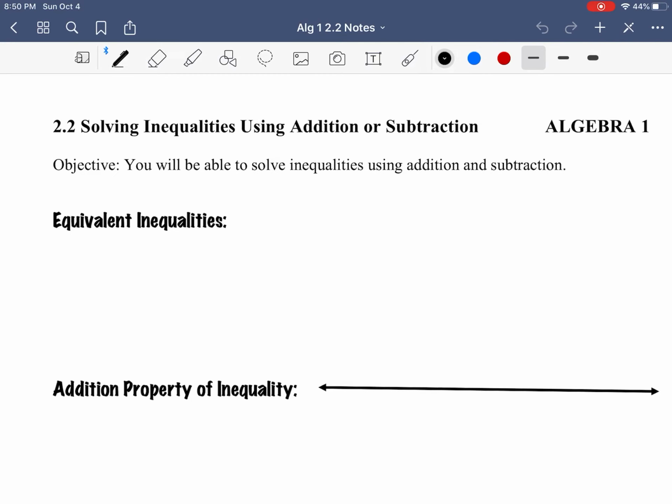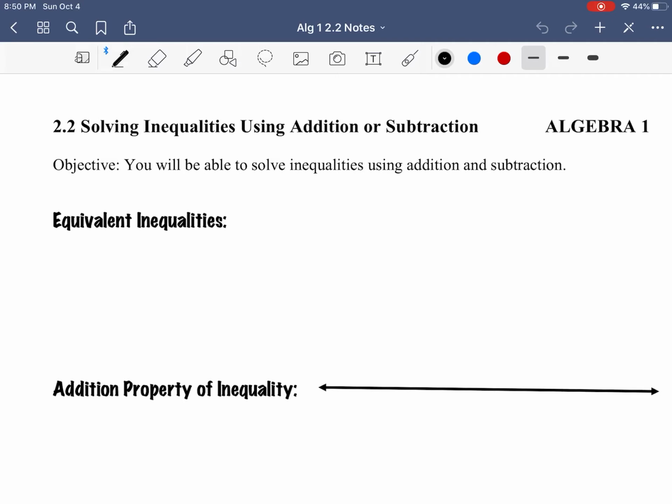Hello, today we are doing section 2.2, solving inequalities using addition or subtraction. So our objective for today's lesson is you're going to be able to solve inequalities using addition and subtraction. So first we need to talk about a little bit of vocabulary.